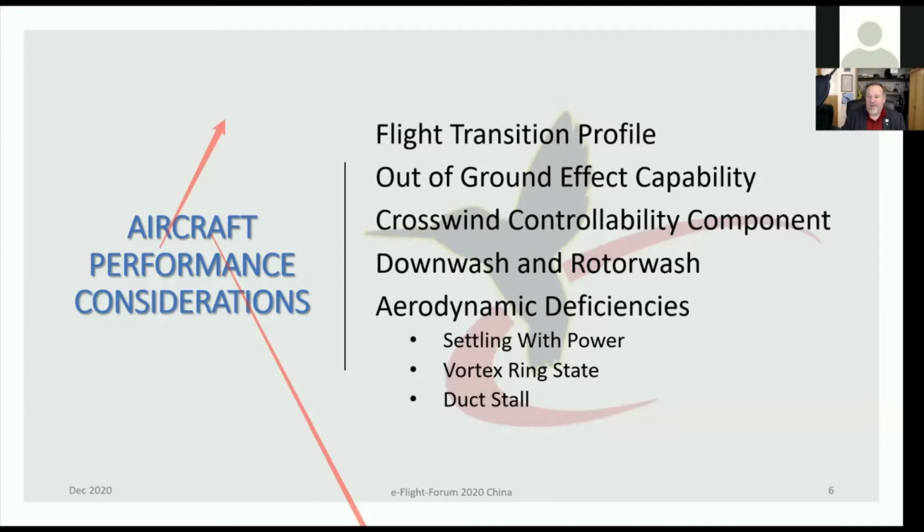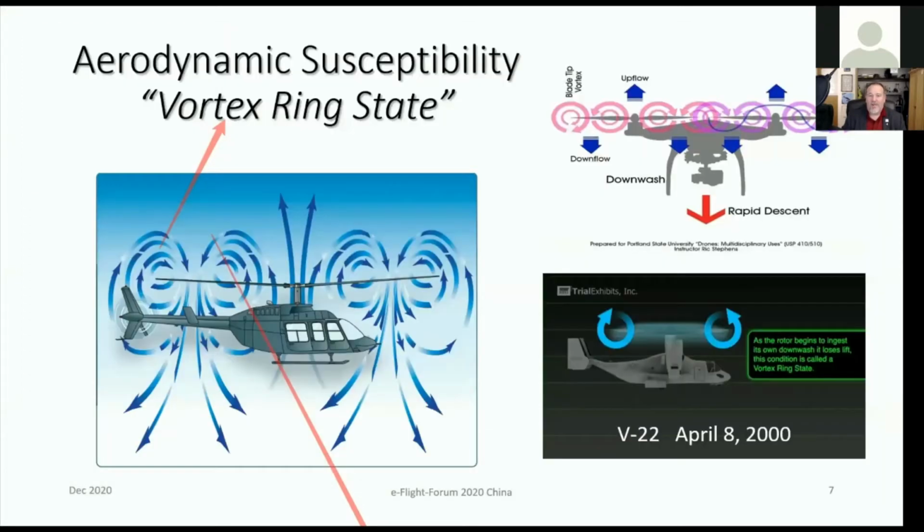Some of the aerodynamic deficiencies that we deal with in helicopters that we're paying very close attention to are things like settling with power, vortex ring state, and duck stall, which is something that we see in larger aircraft. When we talk about vortex ring state, that's a known quantity, but we've also seen that in drone operations and quadcopters, and also the tilt rotors have all experienced vortex ring state, which has led to accidents. So we have to pay very close attention to that when we design and build the infrastructure.